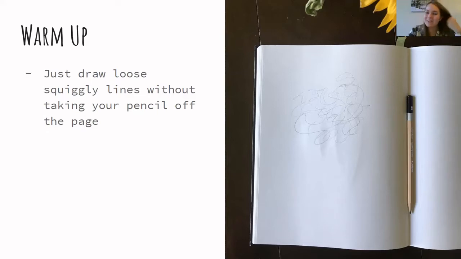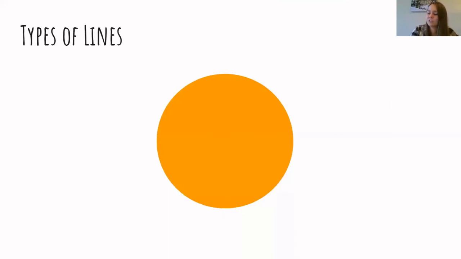All right, so you should have some squiggles drawn now. Next, we're going to do some different types of lines. The first type of line I want you to try is continuous. You're going to draw a circle in the middle of the screen without taking your pencil off the paper. So put your pencil down and just draw a circle and not lift your pencil, and try to get it as accurate as you possibly can.